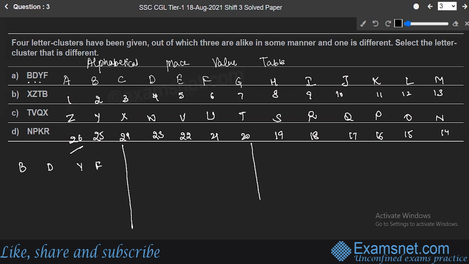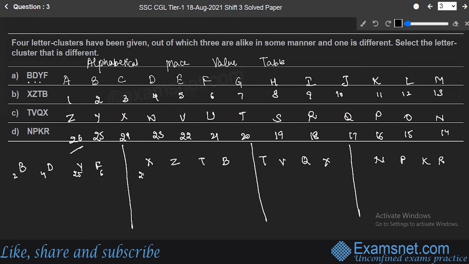The second one is X, Z, D, B, T, V, Q, X, N, P, K, R. Let's write down their numbers. B is at position 2, D is at 4, Y is at 25, and F is at 6.